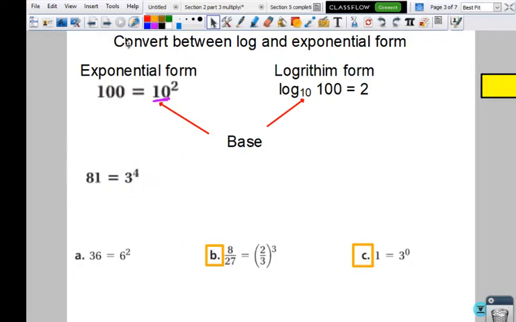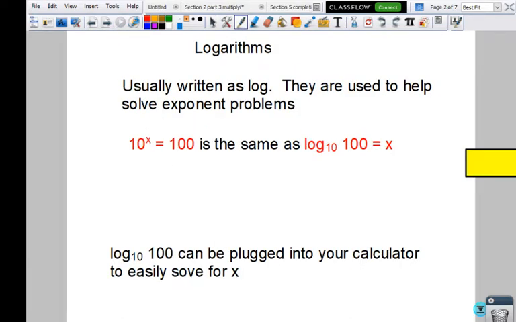Alright, so in exponential form, if 100 equals 10 squared, in logarithm form, we say log base 10 of 100 equals our exponent, which is 2. What goes right here? Log 10 of 100. Well, we can plug it into the calculator, which it is right there. Okay, it's that one right there.